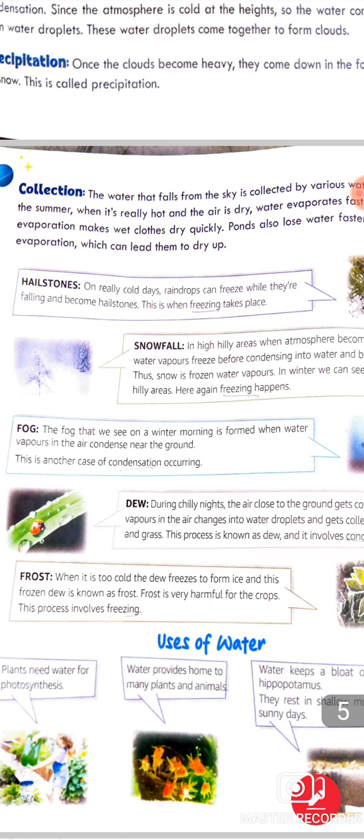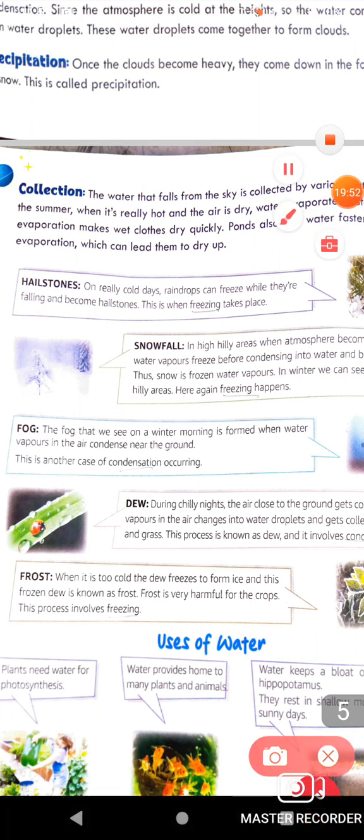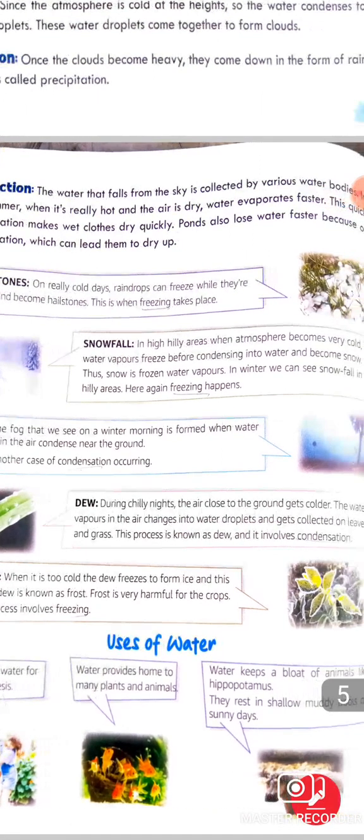The second is that water provides a home to many plants and animals. Some animals or plants live under the water. So water is necessary for aquatic plants and animals. So water is the home for these plants and animals who live in that water.